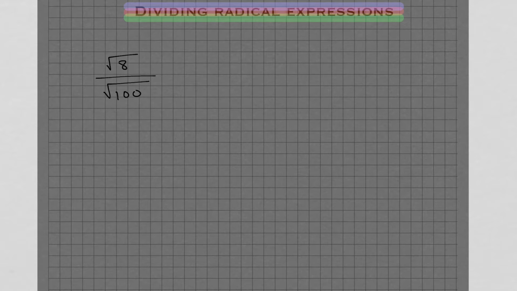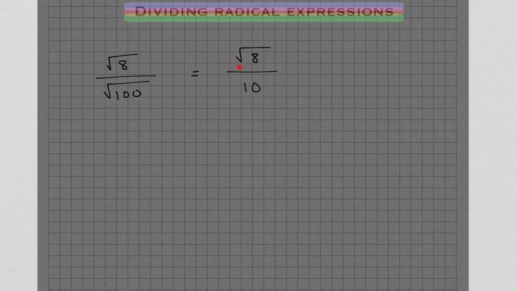All right, here's our second problem. We have the square root of 8 divided by the square root of 100. Right off the bat, we can say that the square root of 100 is 10, so we could just write it in there: the square root of 8 divided by 10.